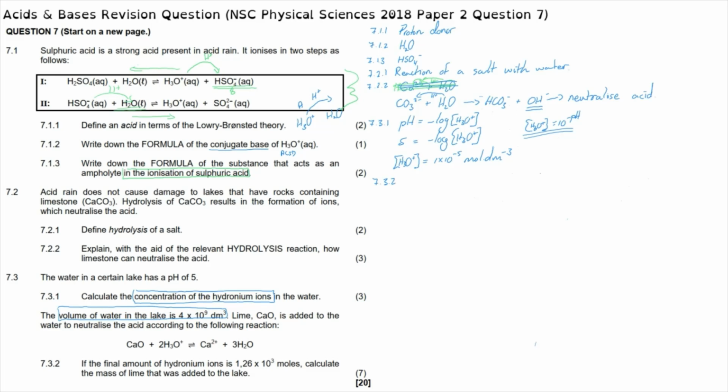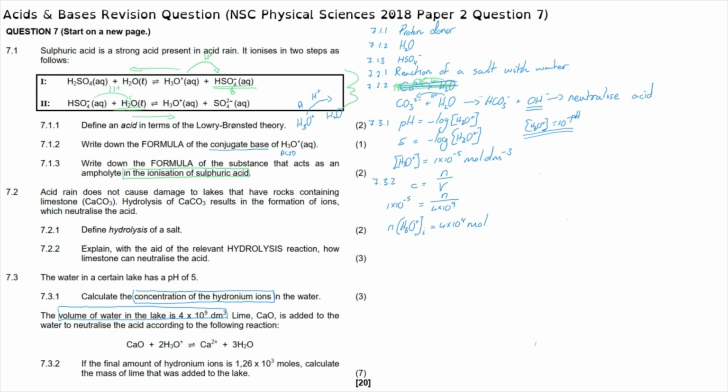And we can do that using the formula concentration is equal to the number of moles over the volume, where our concentration has been calculated in the previous question, 1 times 10 to the negative 5. The number of moles is unknown, and the volume we've been given as 4 times 10 to the 9 cubic decimeters, which then tells us that the number of moles of hydronium that are present in this lake initially is equal to 4 times 10 to the power of 4 moles.